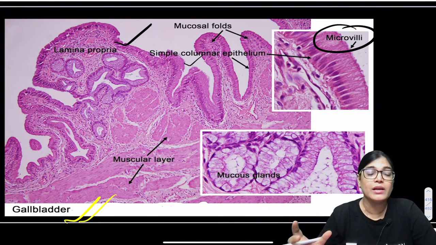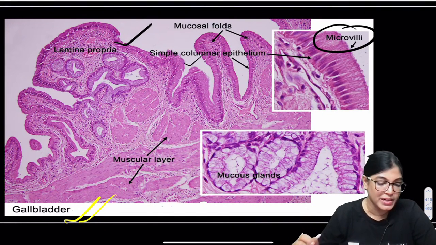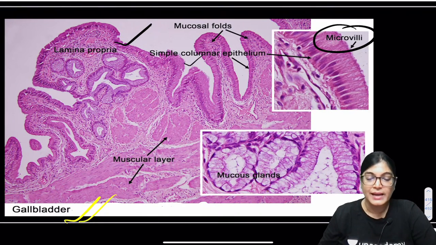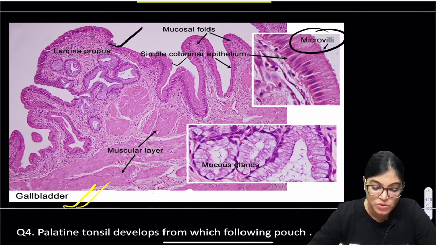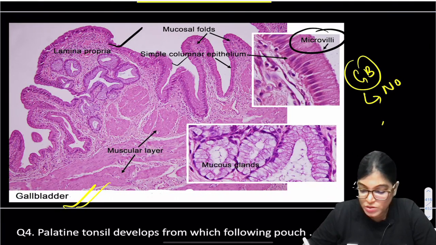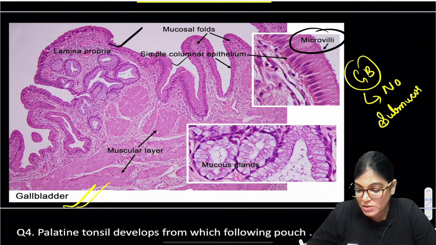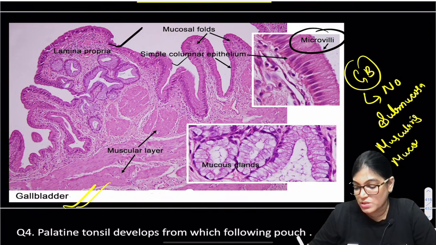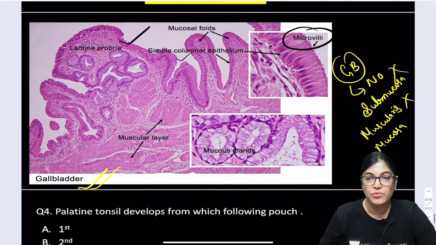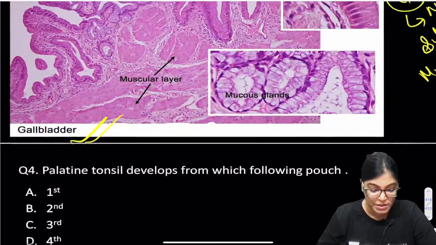It has a very irregular arrangement of the mucosa, thrown in folds, and two layers are absent in gallbladder. Which two layers? The gallbladder slide does not have muscularis mucosae and submucosa. So please note down, gallbladder has no submucosa. Yes, absolutely right. Muscularis mucosae and submucosa, these two layers are absent in the slide of gallbladder. Got it? Let's move on to question number 4.